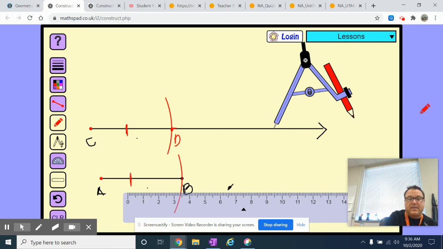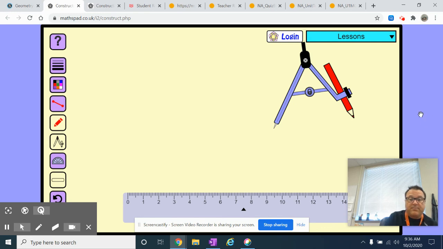Now, when I'm saying this segment, I'm not talking about any of this part of ray C. I'm only talking about the segment C to D and A to B. They're congruent. And notice how I mark them with a slash. In geometry, that's the symbol for how we mark congruent segments. Okay? So what I want you to do now is, let me clear the screen here.